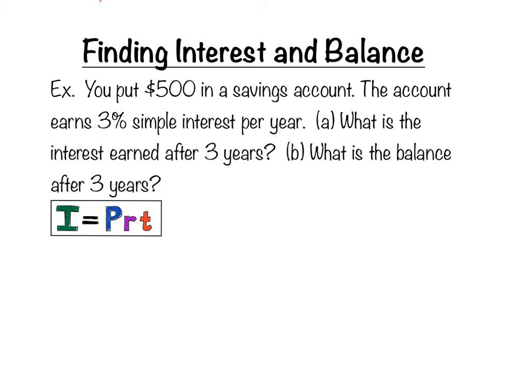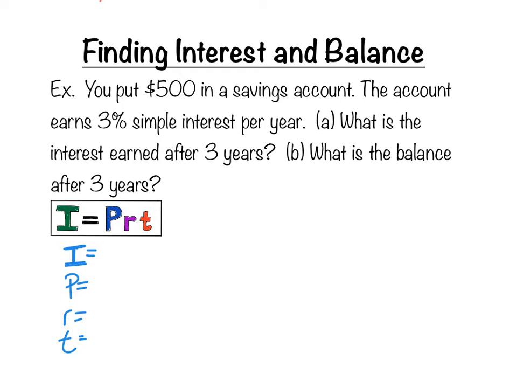So in this problem, it says you put $500 in a savings account. The account earns 3% simple interest per year. Part A, what is the interest earned after 3 years? And part B, what is the balance after 3 years? So I always start off all these problems writing I equals, P equals, R equals, and T equals, and then I read through the problem and I just plug in whatever they're giving us as far as the information here.